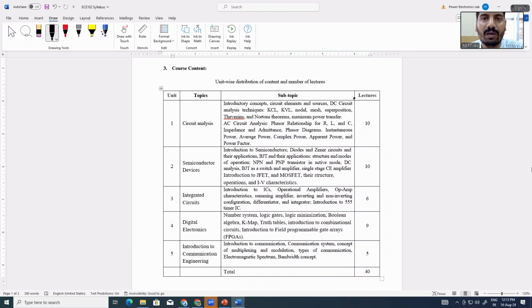In this unit 1, you have to study the basic circuit elements and sources. Elements like the passive elements, resistor, inductor, capacitor, you already know. And about sources: AC and DC, voltage and current sources, dependent and independent sources. Then mostly in this unit we will focus on DC circuit analysis techniques, meaning how we can analyze any circuit that operates on DC sources.